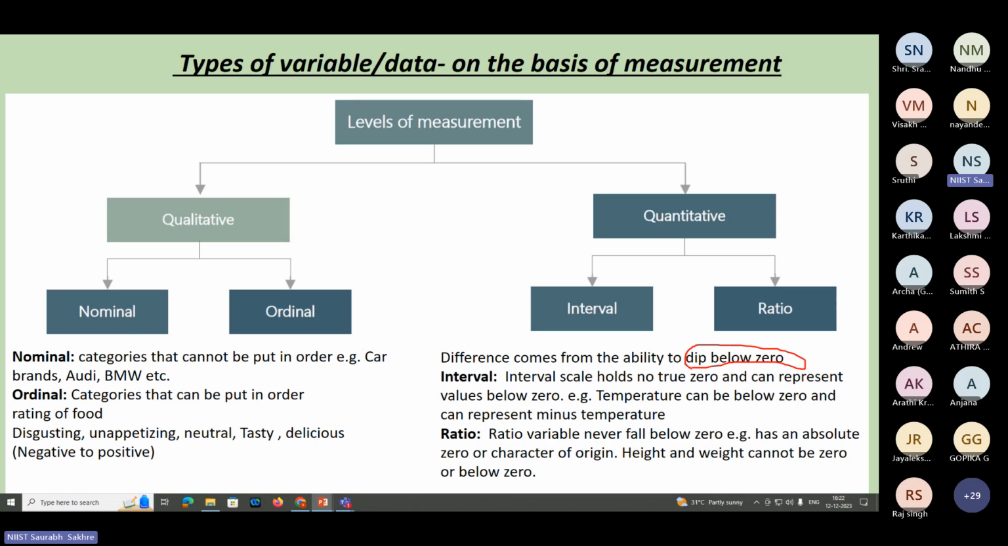One minute. Yeah, Srijit. One minute. Subject expert.